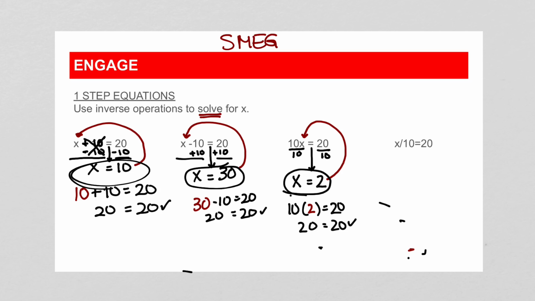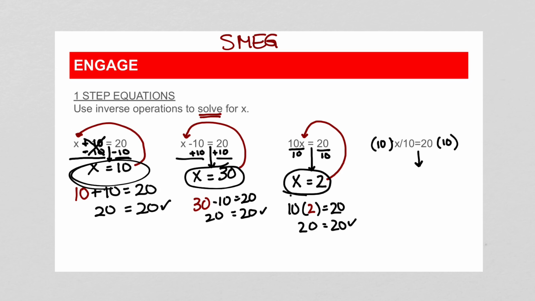Now, this one's a little bit different, but you still follow the same rules with division, okay? So we're going to think, what is the opposite of divide by 10? We can kind of think of this in two ways. The opposite of divide by 10 is to take something times 10. What I do to one side, I have to do to the other. I'm going to keep that equal sign.